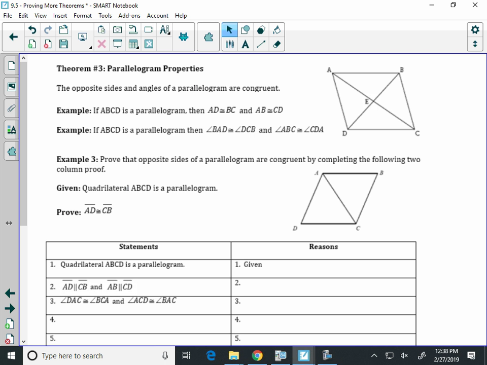There are two important things we need to know about parallelograms. Opposite sides are the same. So whenever you have a parallelogram, automatically the opposite sides are the same. AB and BC are congruent. And opposite angles are congruent. So this angle and this angle are the same, and D is congruent to D.